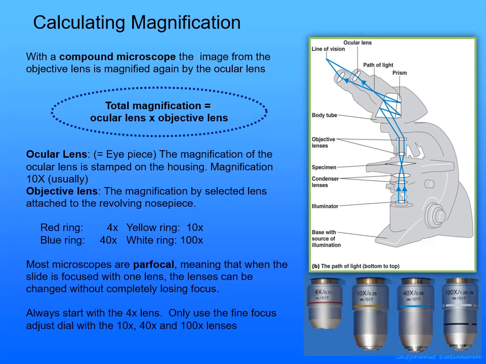Most microscopes are parfocal, meaning that when the slide is focused with one lens, the objectives can be changed without completely losing focus. Whenever you start on a new slide, start with a 4x lens, and use the coarse adjustment at that, and then only use the fine focus adjust dial with the 10x, 40x, and 100x lenses. The lenses are rather expensive, and when you move the slide across the front of the lens, you can actually scratch the lenses. And by using only the fine focus adjust, you minimize the danger of that.